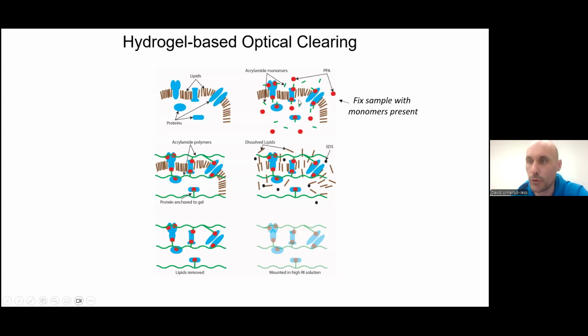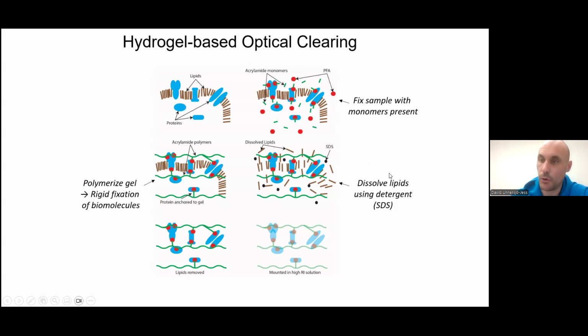you want to make sure that all your proteins, the proteins that you are interested in, are attached to this hydrogel that you want to introduce in order to be able to remove the lipids with this harsh detergent. So you fix your sample with PFA, and you have acrylamide monomers present here in green. So PFA will bind to the proteins, and then you will have the acrylamide binding to the PFA. And then you would polymerize your gel. So what you have done then is to very rigidly fix all your molecules to this acrylamide gel.